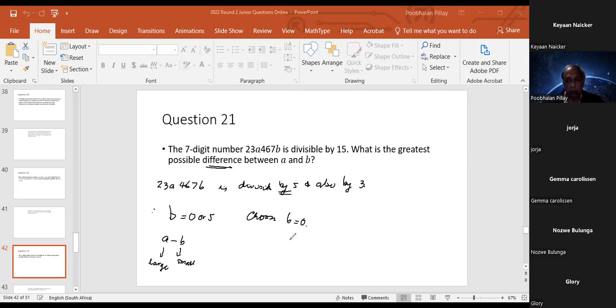All right, so now I've got the value for B, and I got 2, 3, A, 4, 6, 7, and B is 0 now. Right? We made B equal to 0. Now, this is now divisible by 3. Let's look at the next fact.